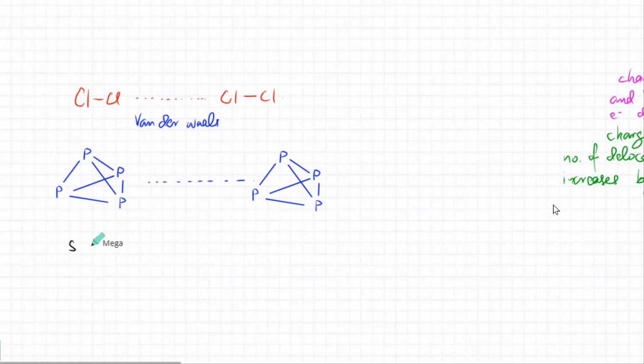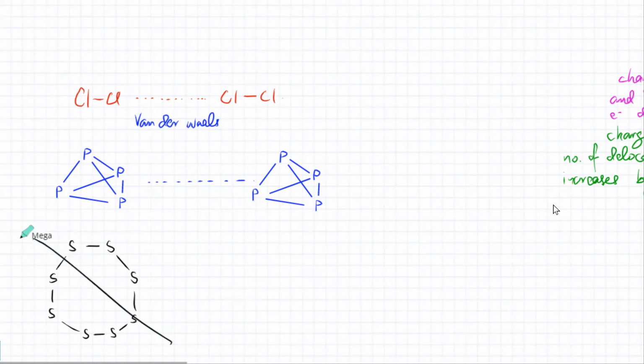So that's 1, 2, 3, 4, 5, 6, and we can have 7 and 8. Each sulfur atom is making 2 bonds. So again, it's a non-polar molecule. It's a big molecule, but it's non-polar, and again, there are just van der Waals forces between them.